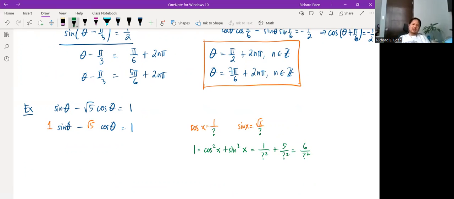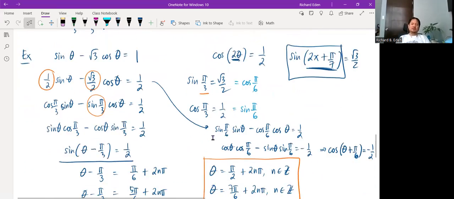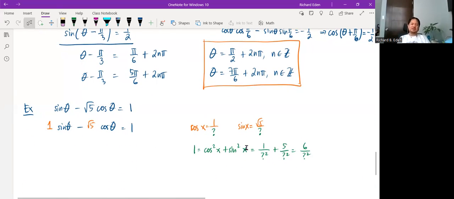What we want to do is, similar to the division by 2 that we did earlier, okay, we want to choose the divisor, let's call it D, such that the square root of 5 over D is the sine of something and 1 over D is the cosine of something. So question, what should the divisor D be equal to? But follow the argument here.